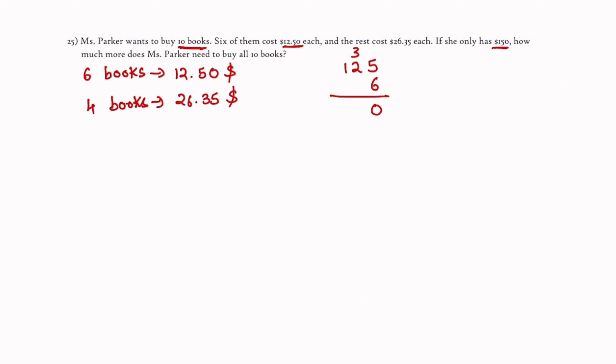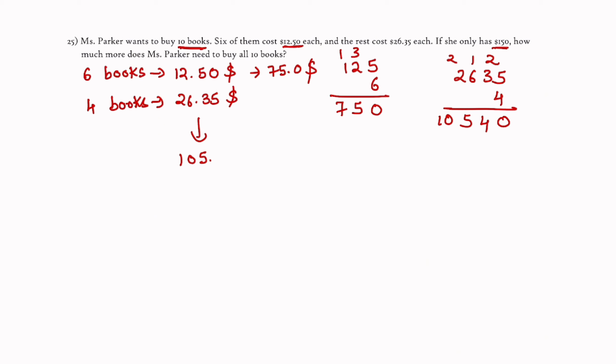Because it's 12.5, this is basically $75. And next one, 2635 times 4 is going to be $105.40, right? 2 digits. So my 2 digits here. What's the total for this? Let's find it out.